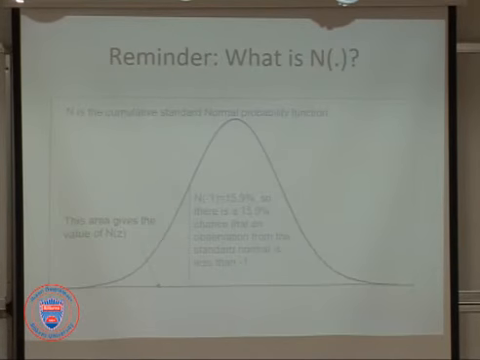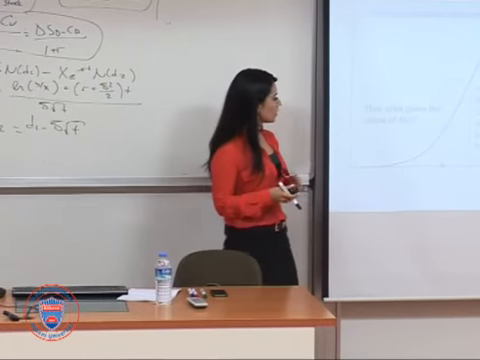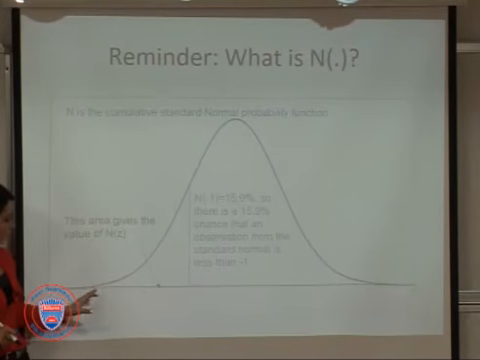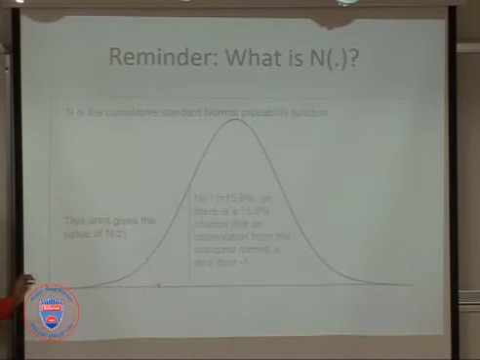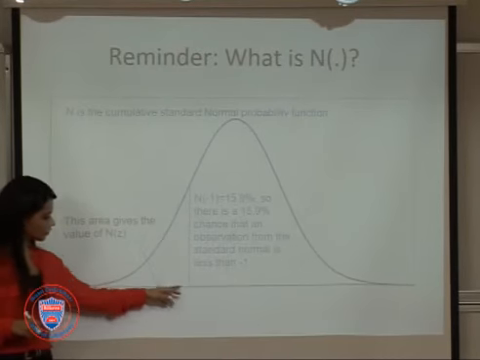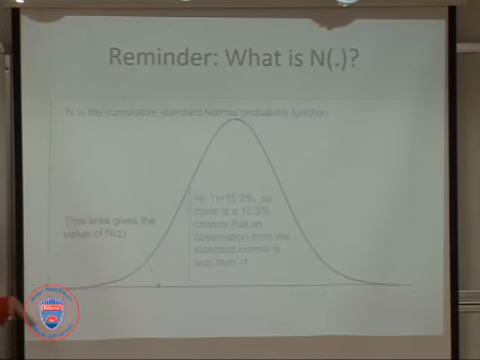Okay. So a little reminder, what is this N function? N is the cumulative standard normal probability function. In the exam, I will give you the tables, normal tables, so you can find the numbers. So if I have N(-1) is equal to 15.9%, it tells us there's a 16% chance that an observation from the standard normal distribution will fall in this range, less than minus 1. So this area, this value will give us N(-1) basically.